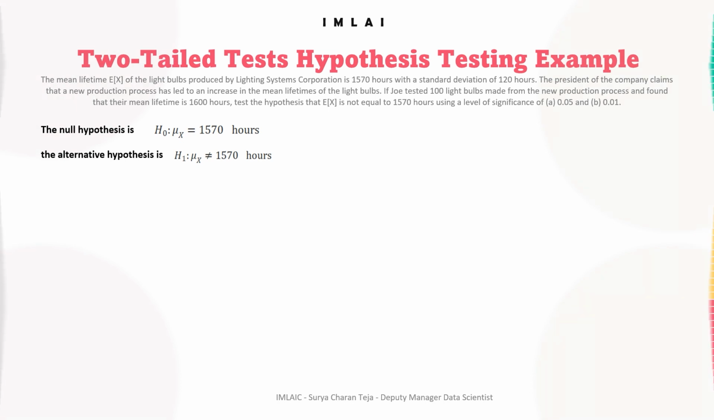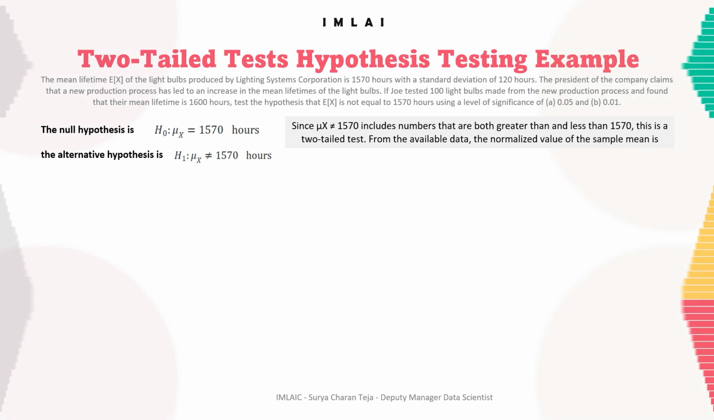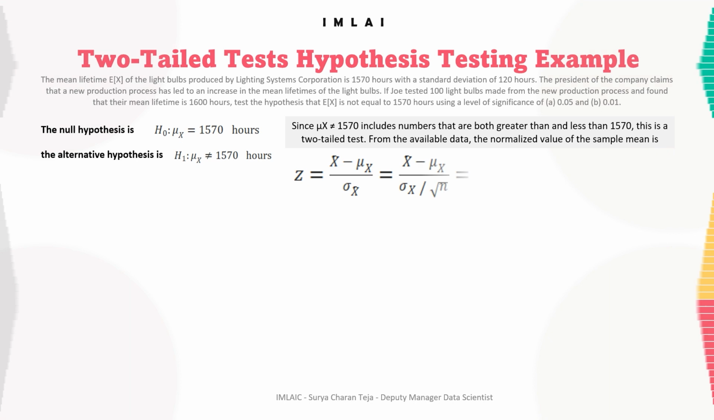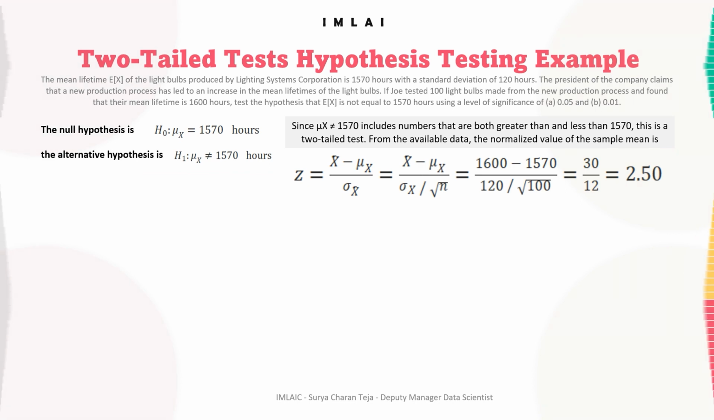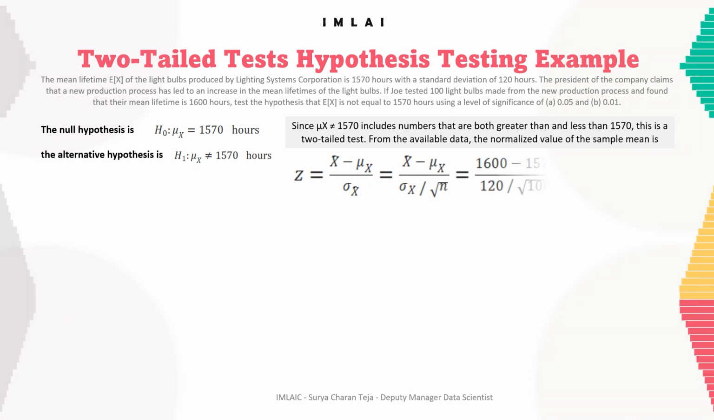Next, let's calculate. Since mu sub x not equal to 1570 includes numbers that are both greater than and less than 1570, this is a two-tailed test. From the available data, we have calculated the normalized value of the sample mean.